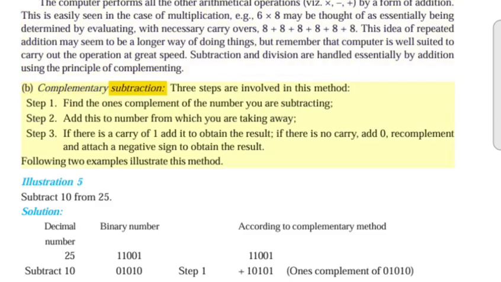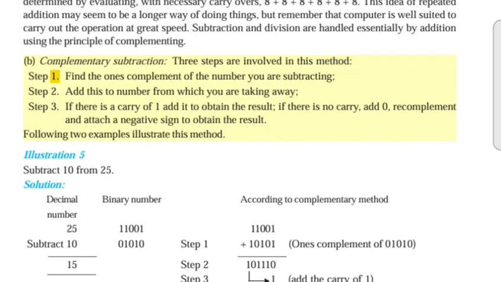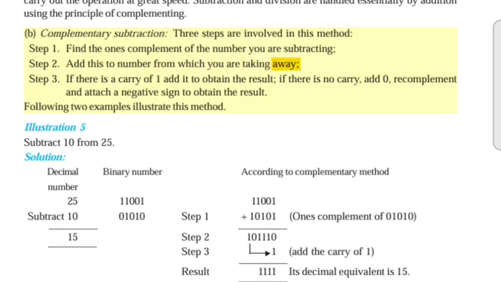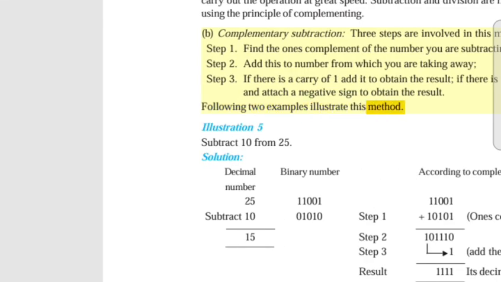B. Complementary subtraction. 3 steps are involved in this method. Step 1. Find the ones complement of the number you are subtracting. Step 2. Add this to the number from which you are taking away. Step 3. If there is a carry of 1, add it to obtain the result. If there is no carry, add 0, recomplement and attach a negative sign to obtain the result. The following 2 examples illustrate this method.